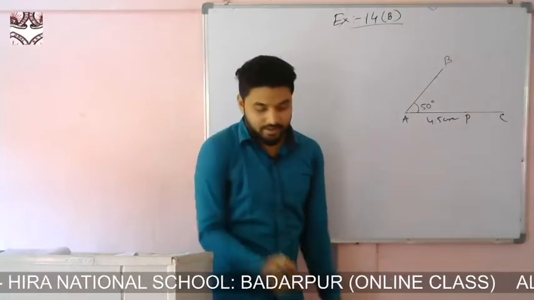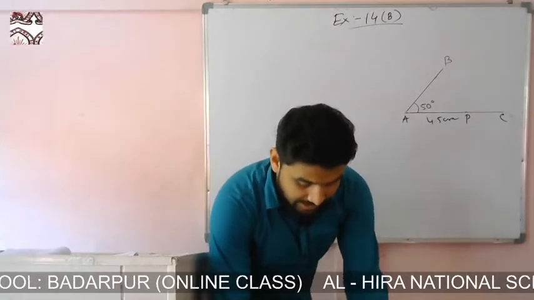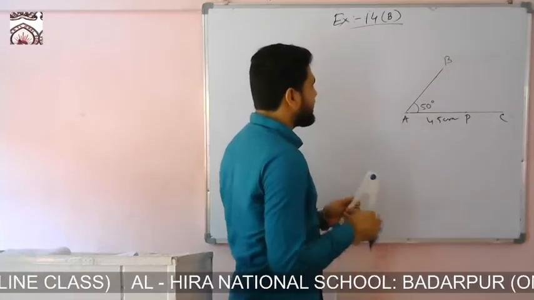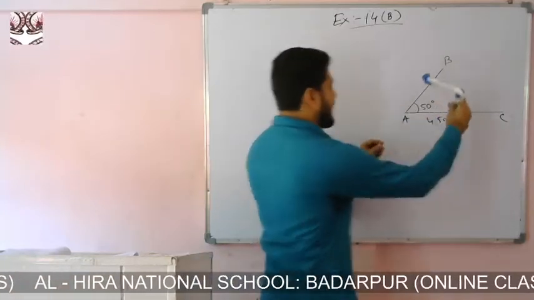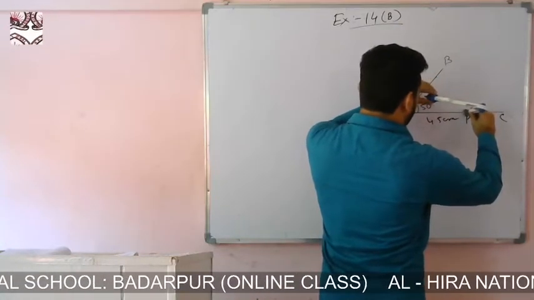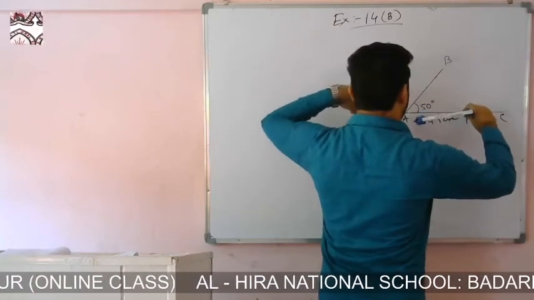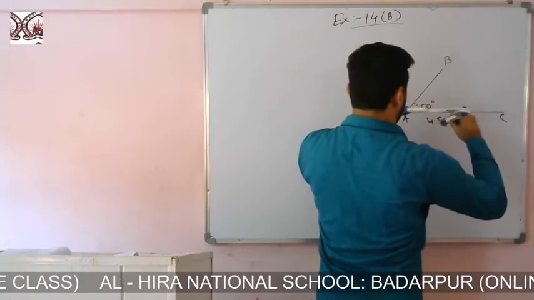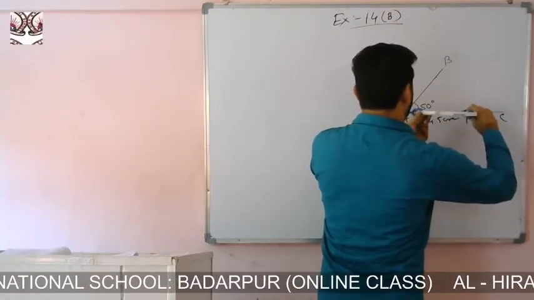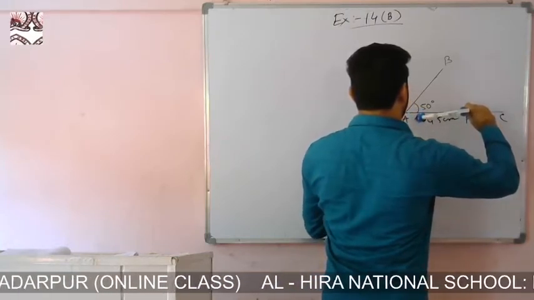So from there, now you place your compass at point P and cut this line AB.